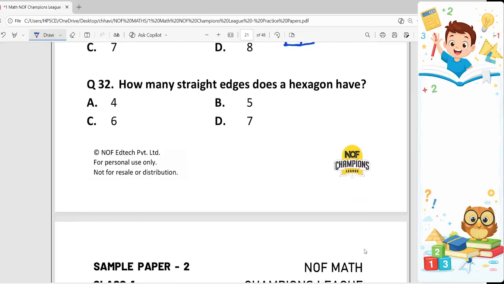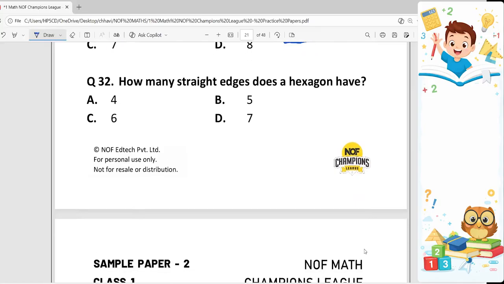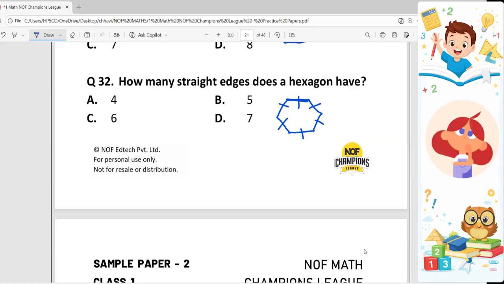Next, how many straight edges does a hexagon have? Now hexagon, let's draw a hexagon and then see how many straight edges it has. Okay, drawing might be a little bad, but the main thing is just to understand the shape. This is actually a hexagon. It has 1, 2, 3, 4, 5 and 6 straight edges. So hexagon has 6 straight edges. That is option C, the correct one.